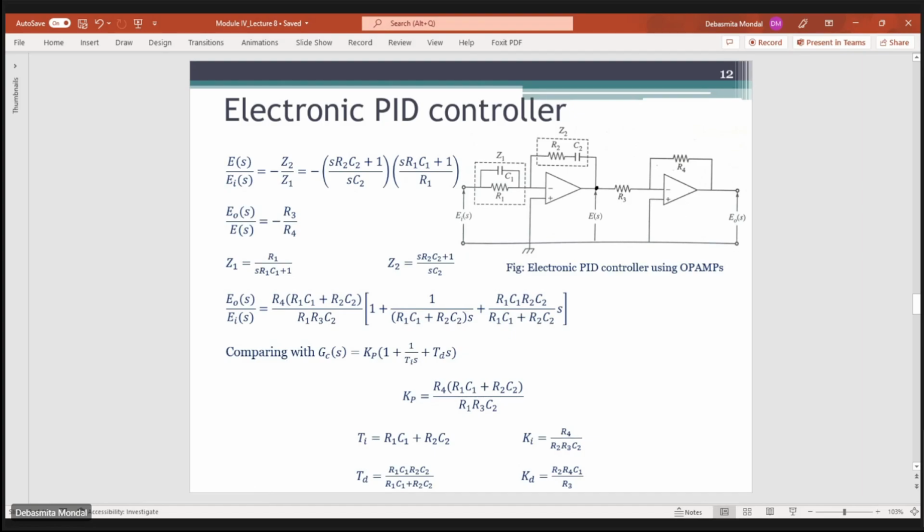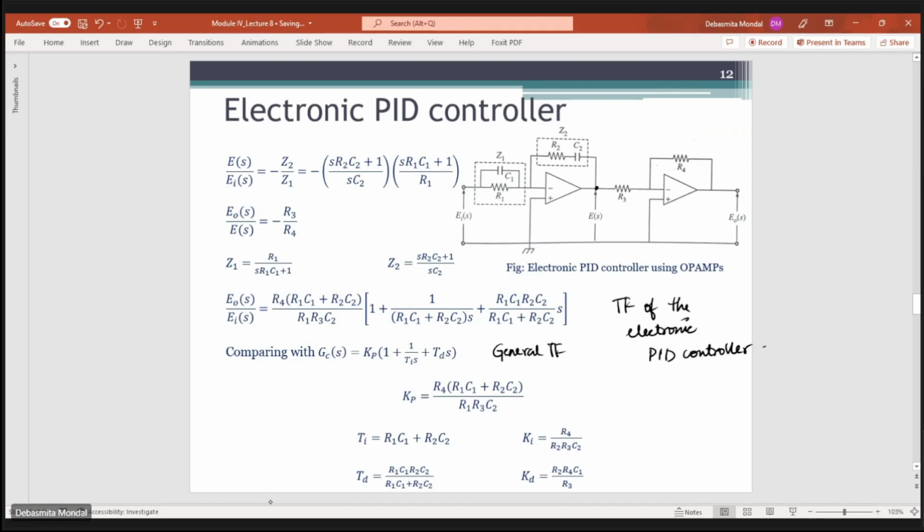We had already seen that the general transfer function of a PID controller is given by this expression. So what we can do here is simply compare these two equations. This is the transfer function of the electronic PID controller, and this is the general transfer function. If you compare these two equations, you will see that Kp is equal to R4 into (R1C1 plus R2C2) divided by R1 R3 C2, and then Ti is equal to R1C1 plus R2C2.